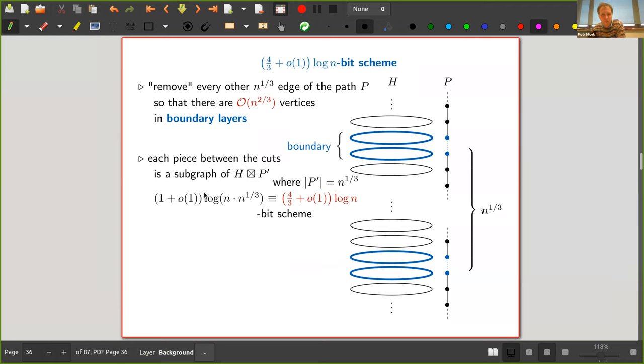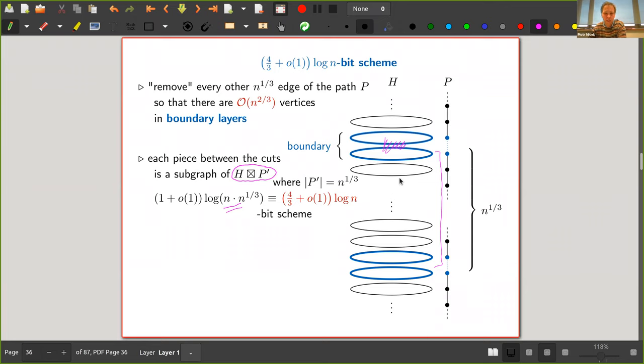On each piece, we have a situation where H is crossed with a path, but now the path has length n to the 1/3. So a baseline labeling scheme gives us a 4/3 times log n bit scheme. This realizes all the edges that are inside a piece. What we are missing are the edges between the boundary layers.